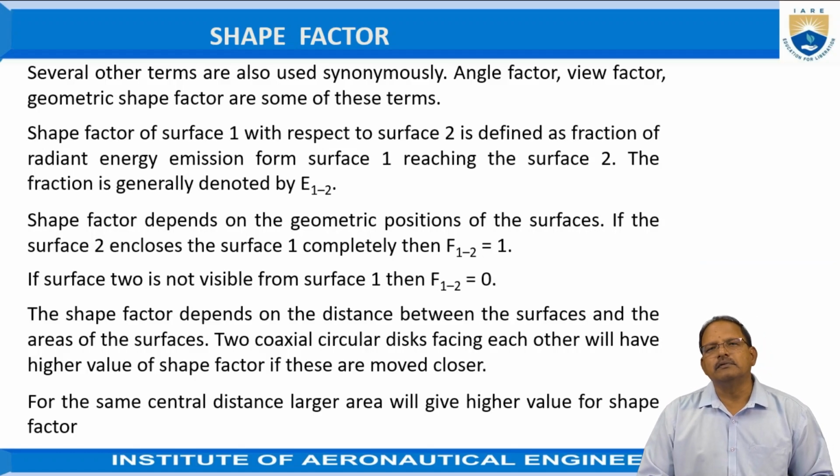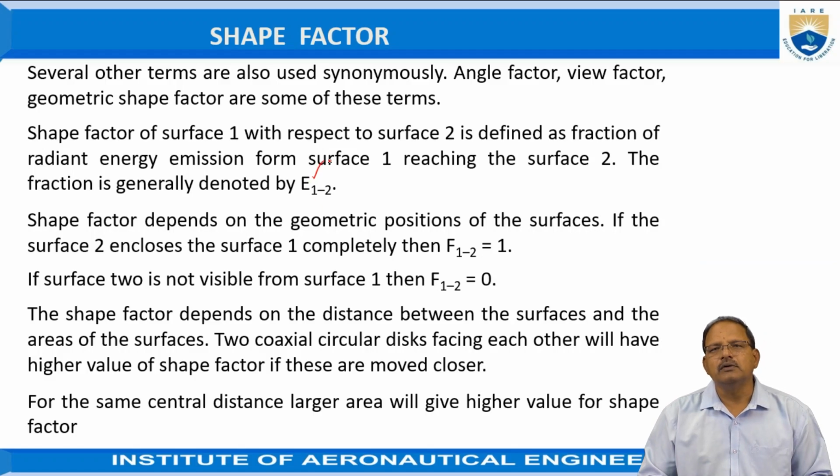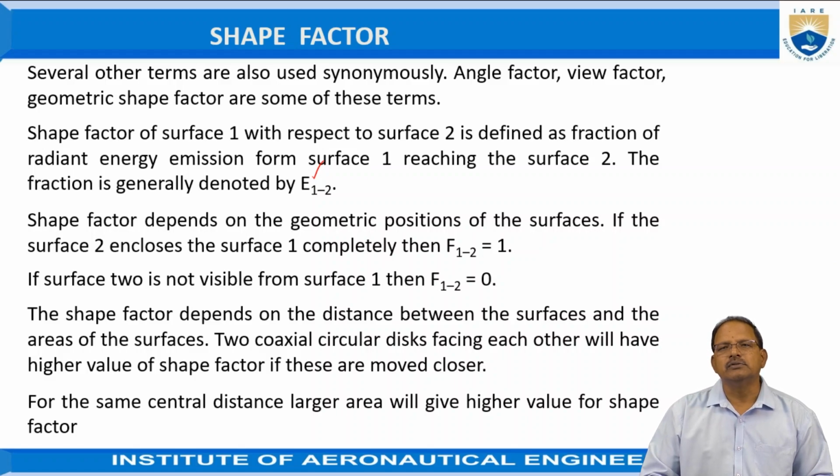The shape factor of surface 1 with respect to surface 2 is defined as the fraction of radiant energy emission from surface 1 reaching surface 2. This fraction is generally denoted as F12, energy from 1 to 2. That means the amount of energy received by body 2 from body 1.